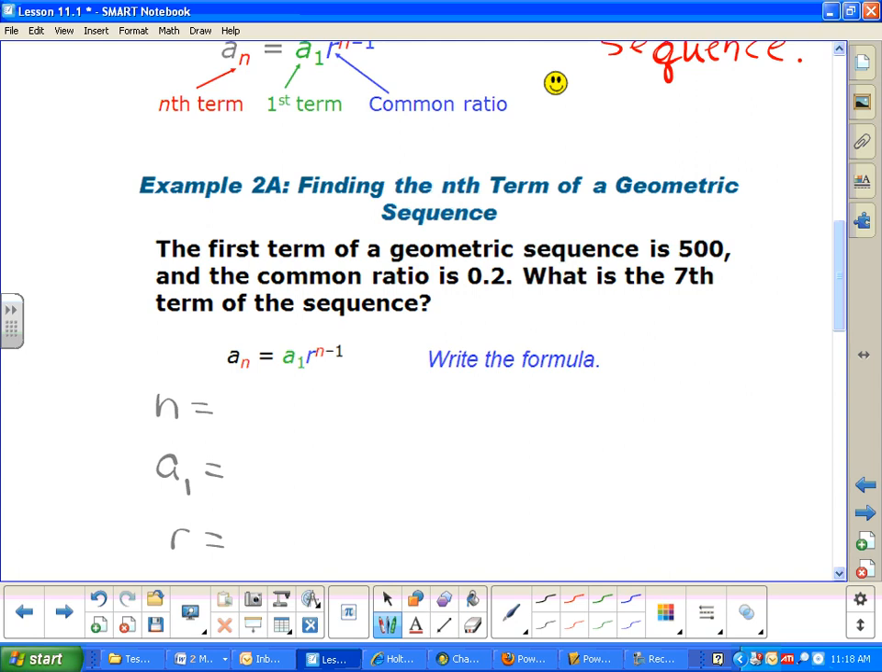Justin, what's n? What term number are we finding? 7. Okay. All right, we're finding the 7th term, so n is 7.